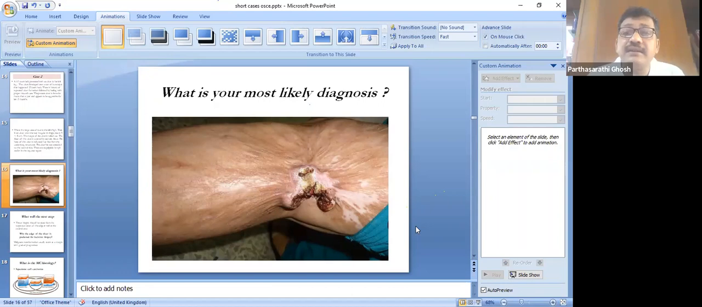To call it a marjolin's ulcer, actually, it must be within the area of the scar, number one. Number two, before the onset of the ulcer, there must not be any other malignant appearing lesion in that area. And there must be a duration before the ulcer appears on the scar. So if you follow the history and the appearance of the scar, obviously it points towards the diagnosis of a marjolin's ulcer. So what will be your next step?